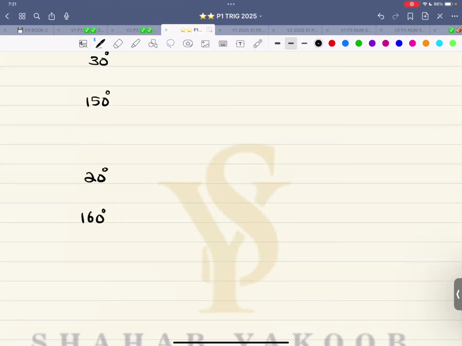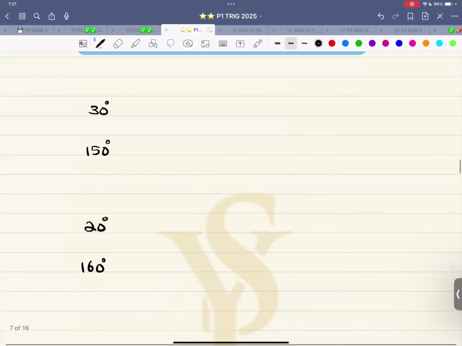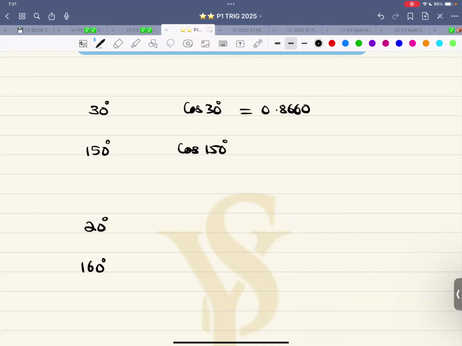Let me choose 160 degrees. Let me talk about cosine. Now I want you people to also grab your calculator and make sure it's in the degree mode. Cos of 30 is 0.8660. I'm also working in decimals. Cos of 150 degrees is negative 0.8660.